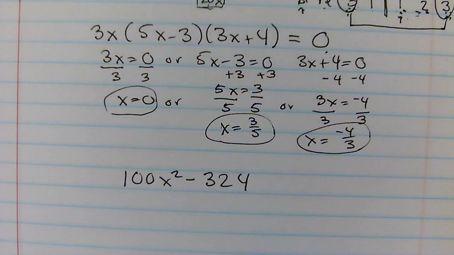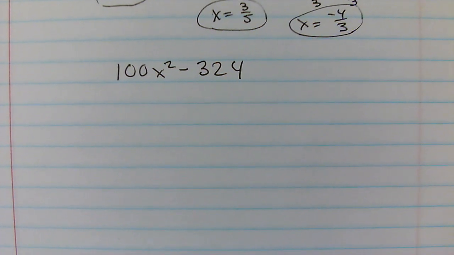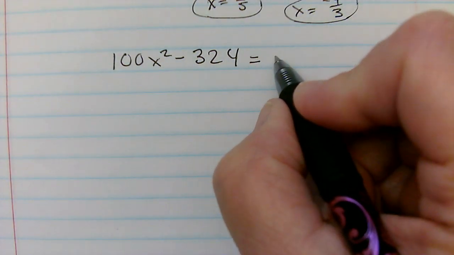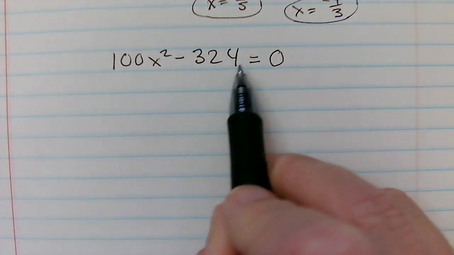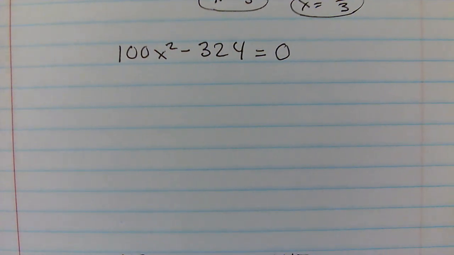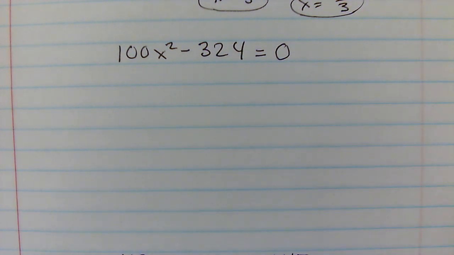Now looking at another example, notice that this one only has 2 terms. We're still going to make sure it's in standard form first, and I'm going to go ahead and put the equals 0 here so we can think of it as an equation. So once you have 0 on one side and it's in standard form, you look for a common factor.